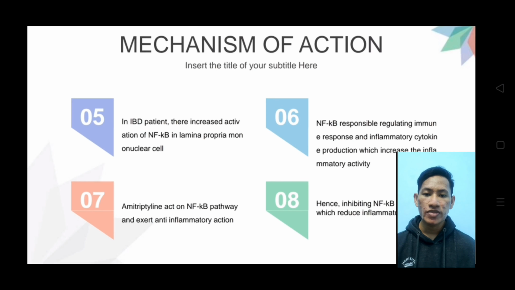Another mechanism is that amitriptyline acts on the NF-κB pathway and exerts the anti-inflammatory reaction. NF-κB is responsible for regulating immune response and inflammatory cytokine production, which increases the inflammatory activities in lamina propria mononuclear cells. So, by inhibiting NF-κB production, it can reduce the inflammation reaction.